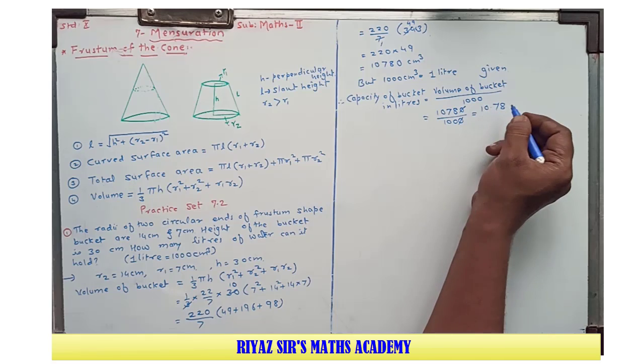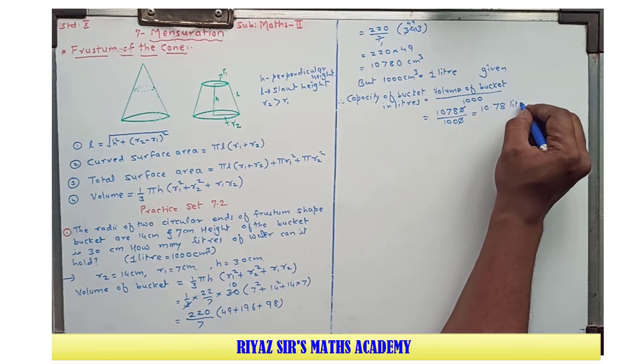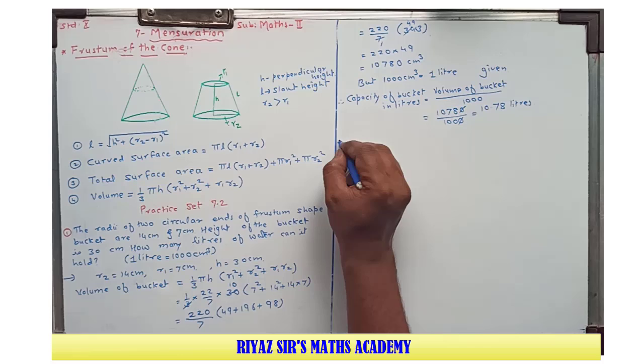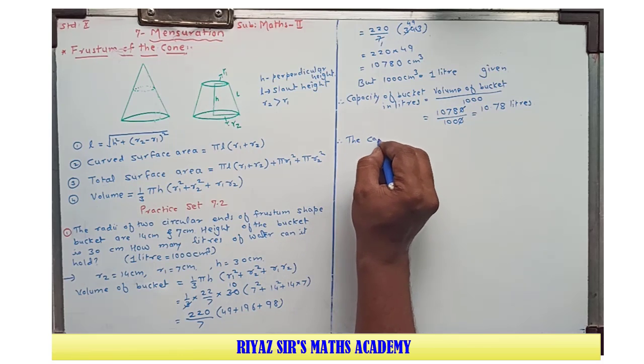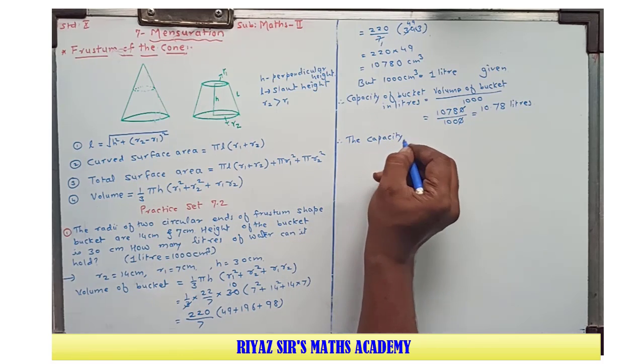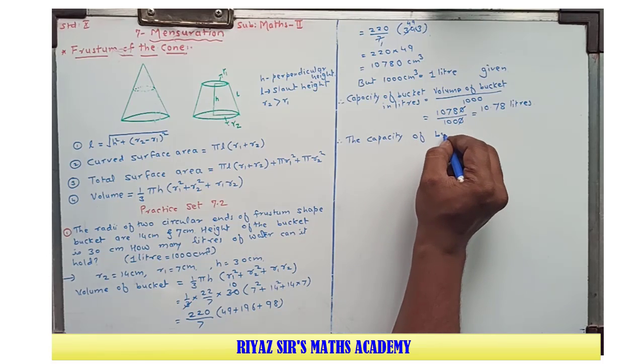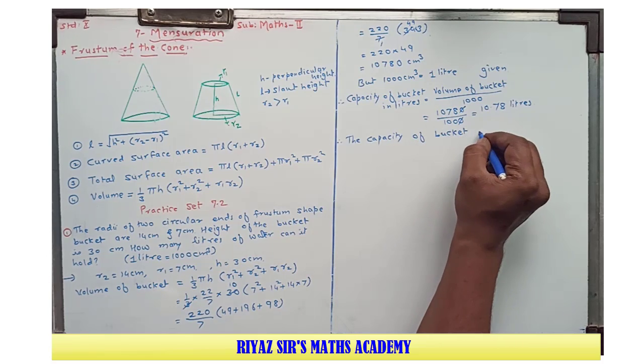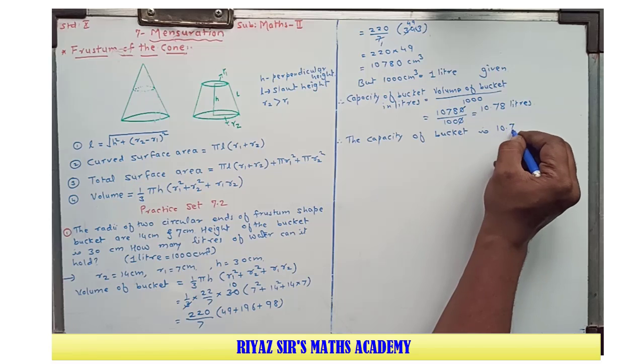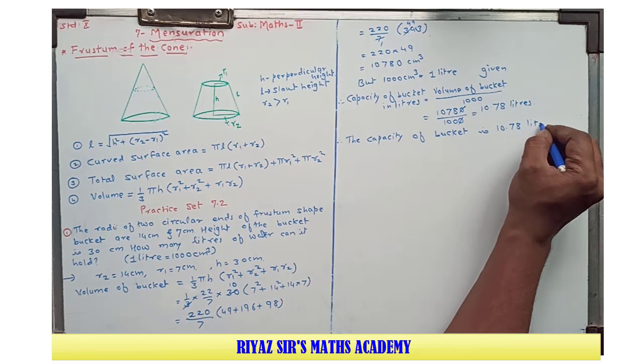So you will get 10.78 liters. Okay, and therefore the capacity of the bucket is 10.78 liters.